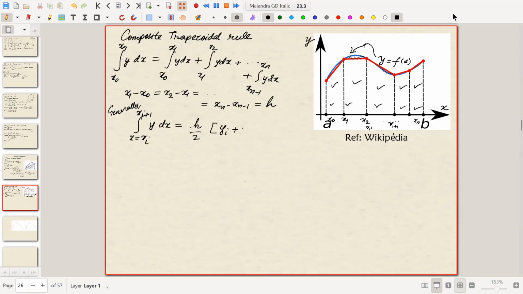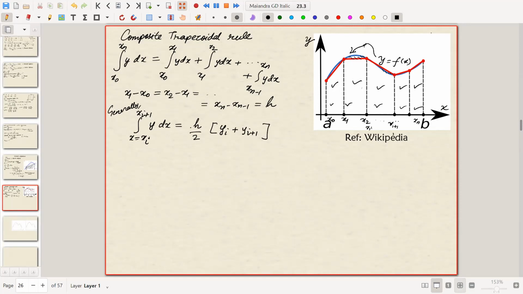Okay, so it should be yi plus 1. Sorry. So for any general interval xi and xi plus 1, we are just integrating that trapezoid y dx. So it is just given by h by 2 times (yi plus yi plus 1). You know why I'm doing that. H is just the x width, and yi plus yi plus 1 are the sum of the heights of the trapezoid.